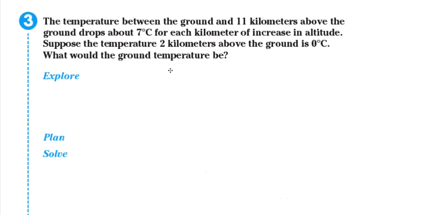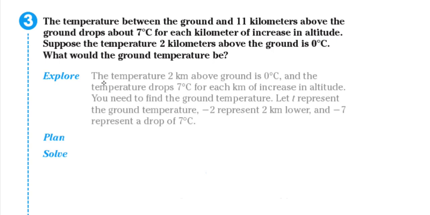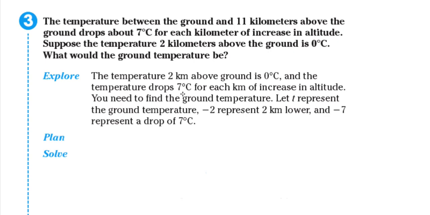A lot of ways to solve this problem. You can make an illustration if you want. You can illustrate this, and you can draw it out. Okay, but we will use the rules of multiplying integers to solve this problem. Let's see what we know. The temperature 2 kilometers above the ground is 0 degrees Celsius, and the temperature drops 7 degrees for each kilometer of increase in altitude. You need to find the ground temperature.